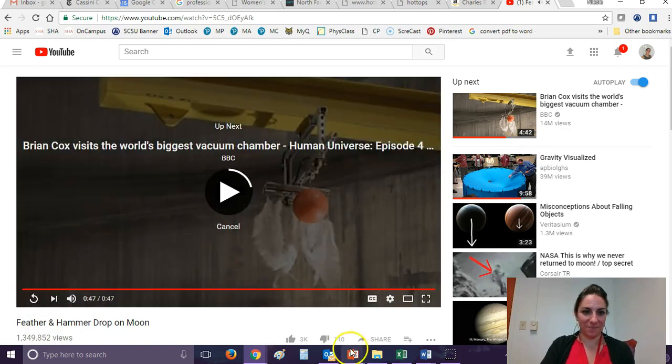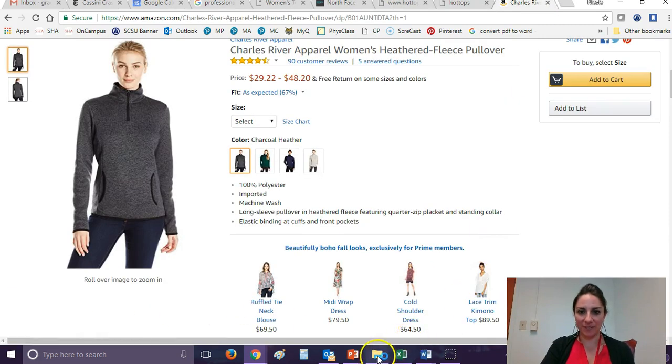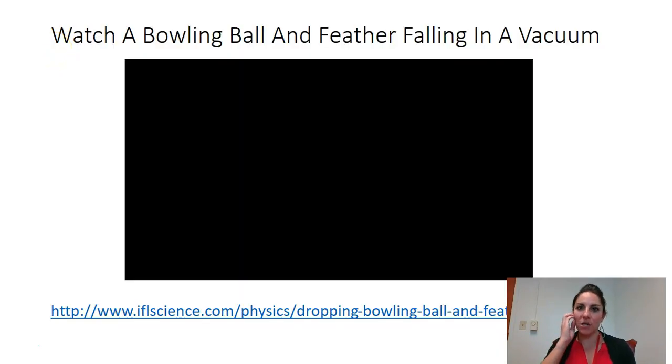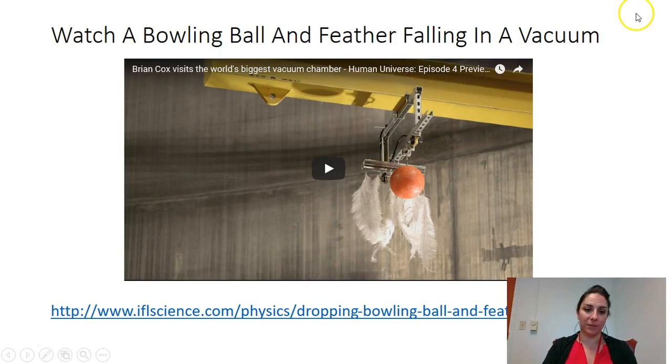Okay. Let me just get rid of this and then come back to here. Okay, so as you can see, the point being is that if you take away air resistance, you'll find that objects will actually accelerate at the same time.